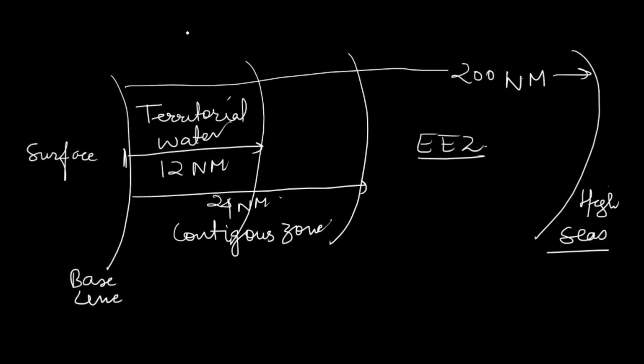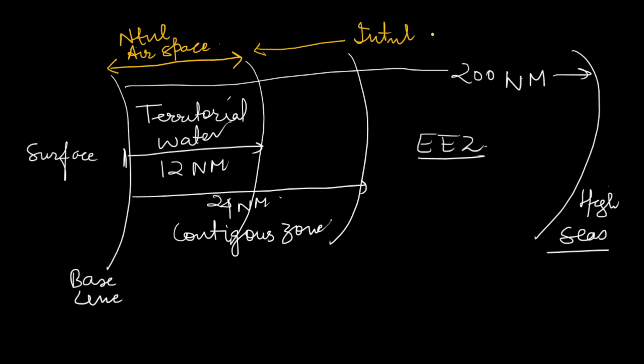Now we have to know certain things. Up to these 12 nautical miles, where we have territorial waters, this is national airspace. And over this, we have international airspace. So you should be knowing this.